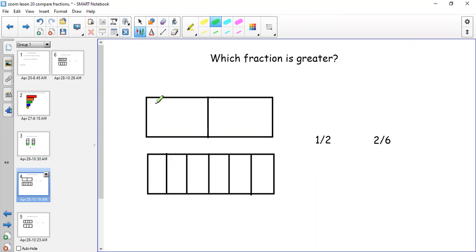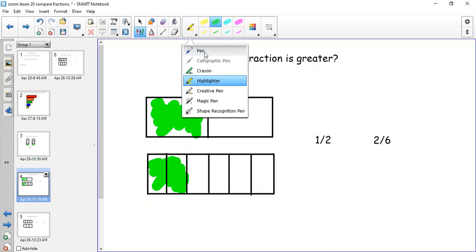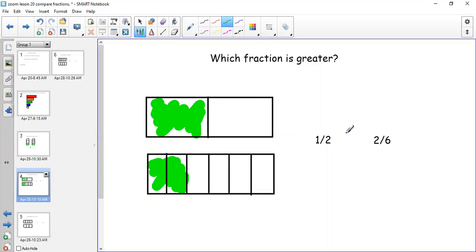So for 1/2, we're going to shade in 1 equal part out of 2. And for 2/6, I'm going to shade in 2 equal parts out of the 6. And if you look at the size of the equal parts, we know that 1/2 is actually greater or bigger than the equal part in 2/6. So we can state 1/2 is greater than 2/6. Let's try another example.